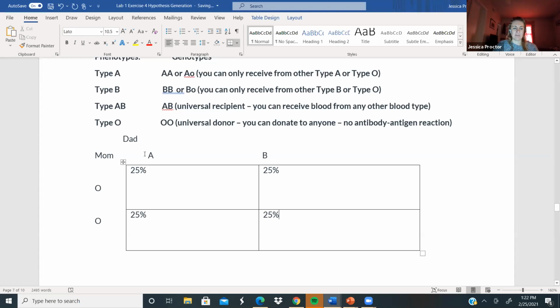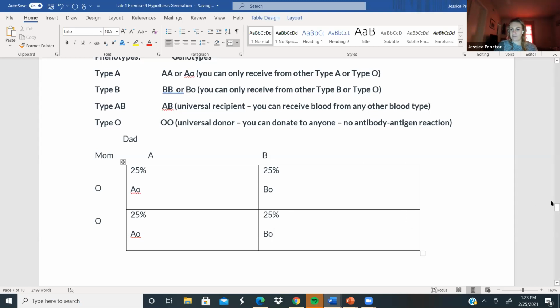Okay, so in this first little box, and we always put the dominant allele first. So in this little box, we take 1 from here, we take 1 from here. So this child would be AO. And then here in this little quadrant, we take 1 from here, and we take 1 from here. So this child would be BO. And then here in this little box, we're going to take 1 from here and 1 from here. So this child would be AO. And then in this box, we're going to take 1 from here and 1 from here. So this child would be BO.